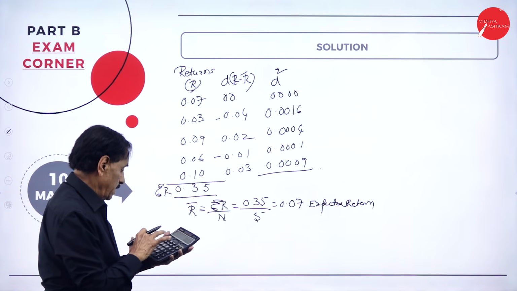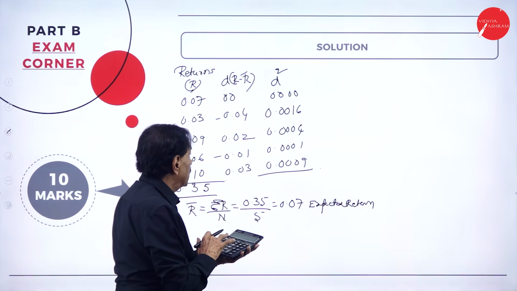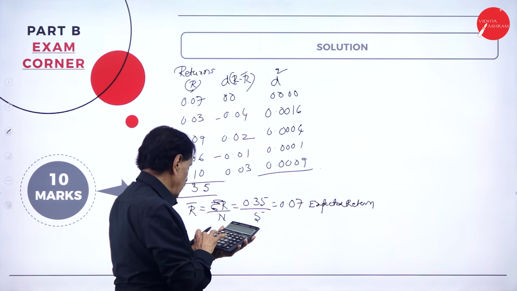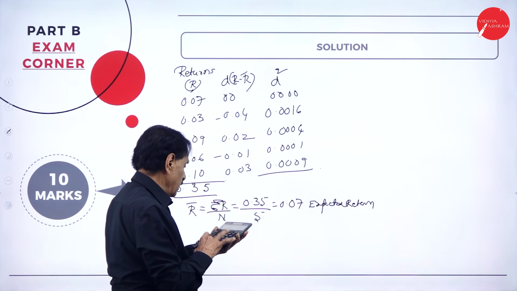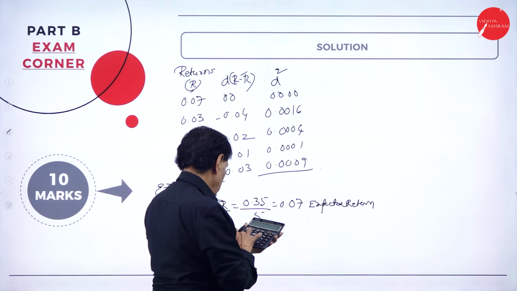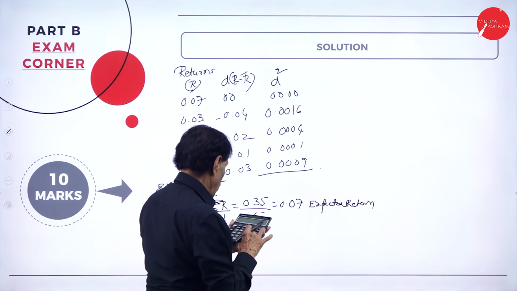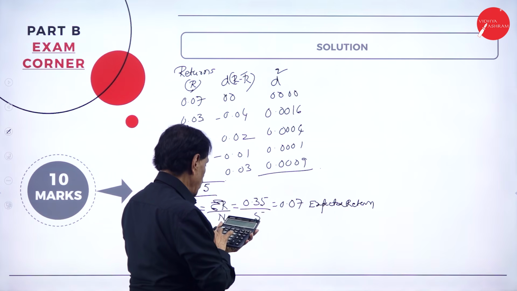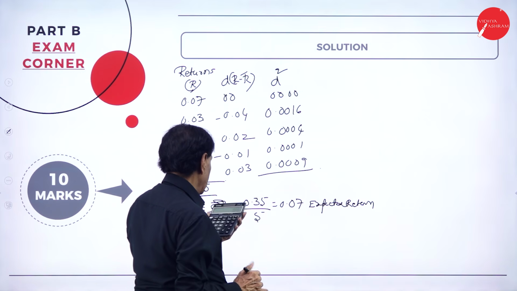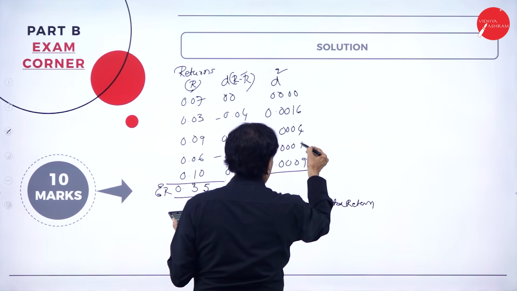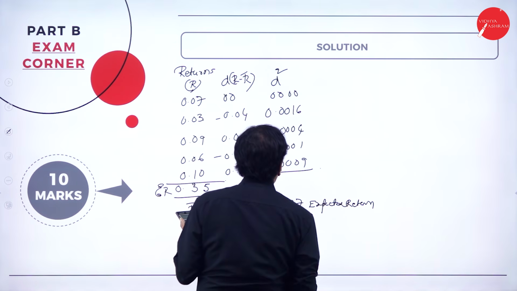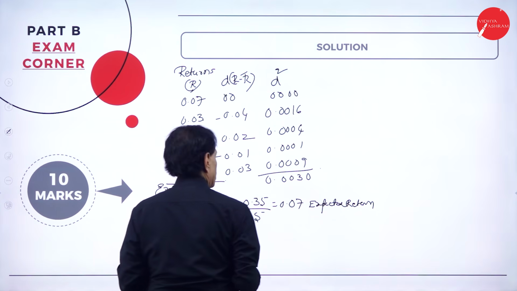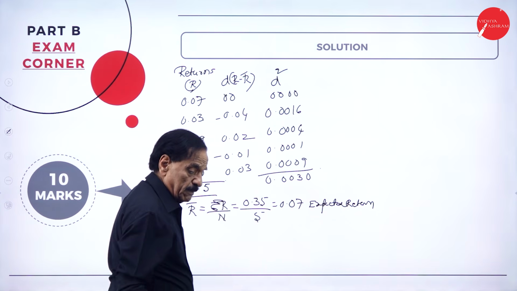Add the figures. This is 0.0016 plus 0.0004 plus 0.0001 plus, last one, 0.0009. That is 0.0030. This is sigma d square.